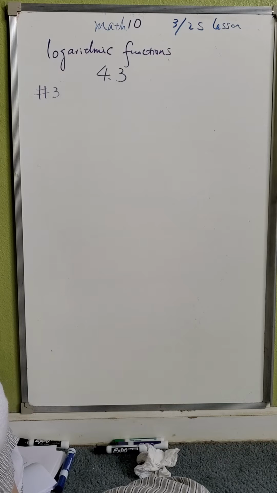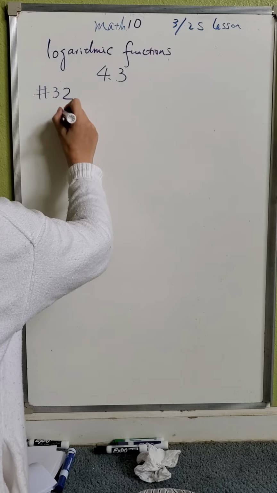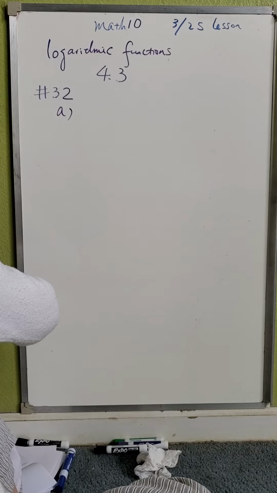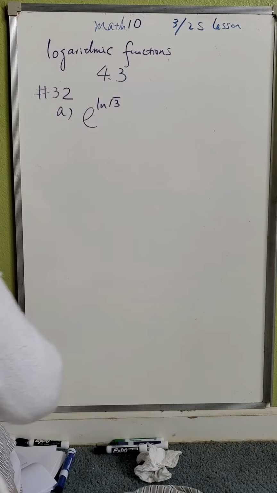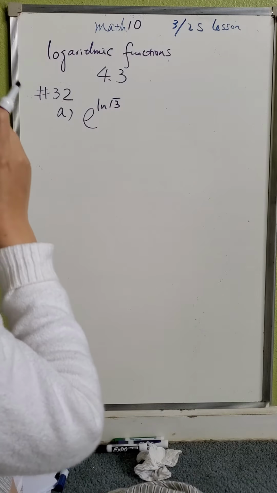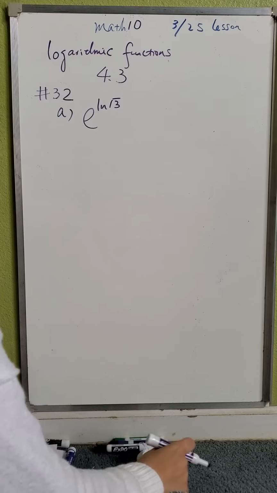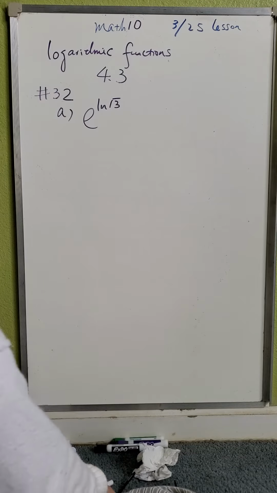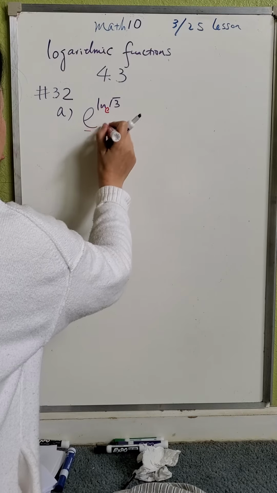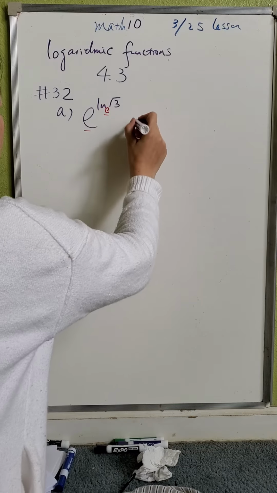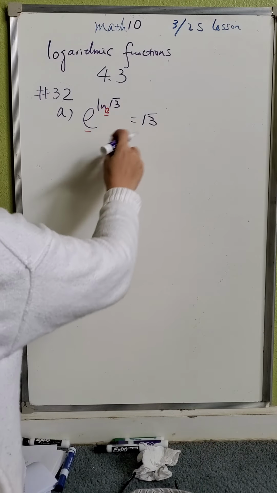Let's try number 32. This time for A, we have e to the ln of square root 3. What do they equal to? These ones just use property number 4 or number 5, probably number 5. You can see here that they didn't write the e here. There's actually an e right here, because these two are the same. So by the property, this just equals square root 3. That was pretty straightforward.